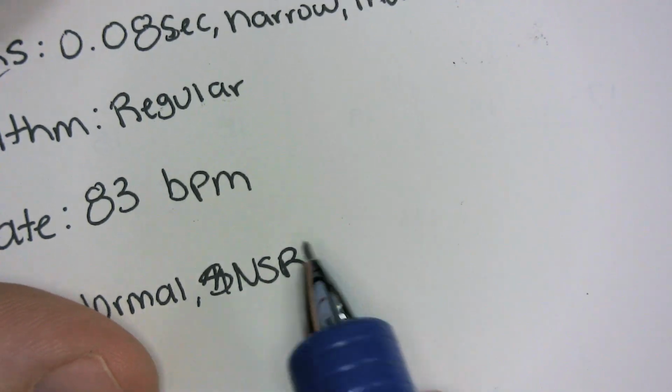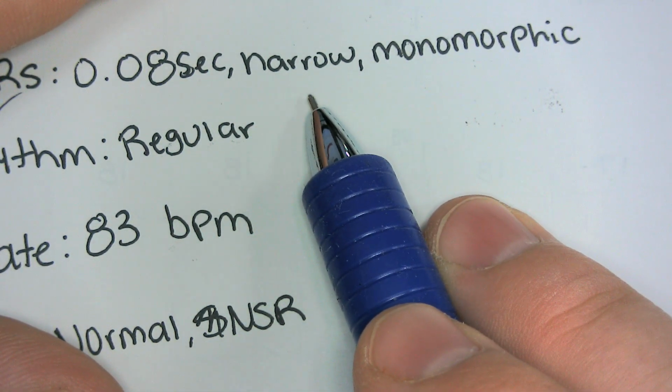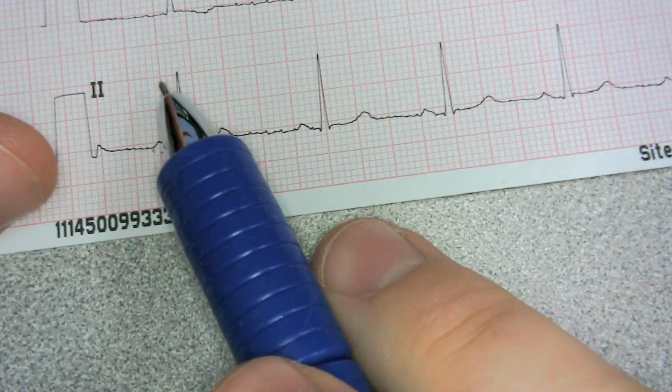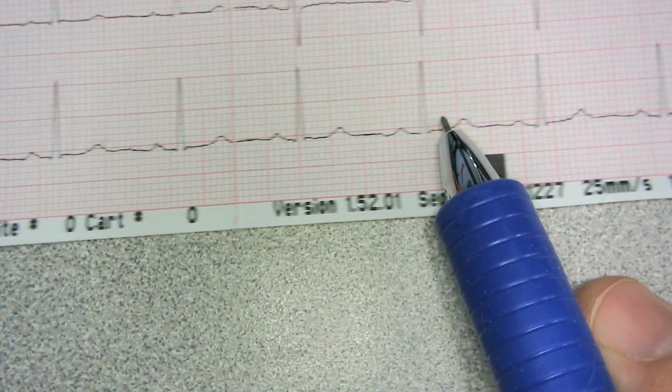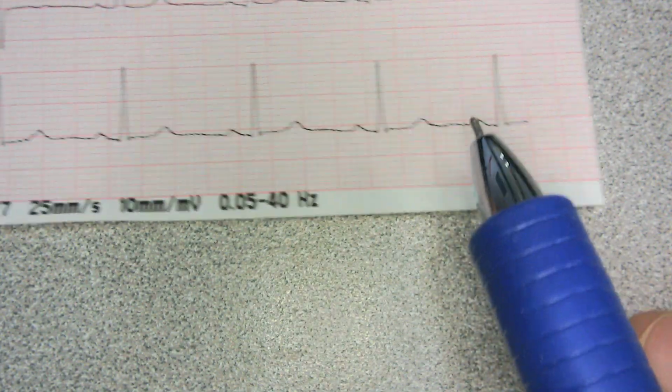Narrow means it's less than 0.12 seconds. Monomorphic, when we looked over here in our lead 2, we can see that all of our QRSs look the same. So nice and boring. We're not seeing any major differences there. So excellent job on that.